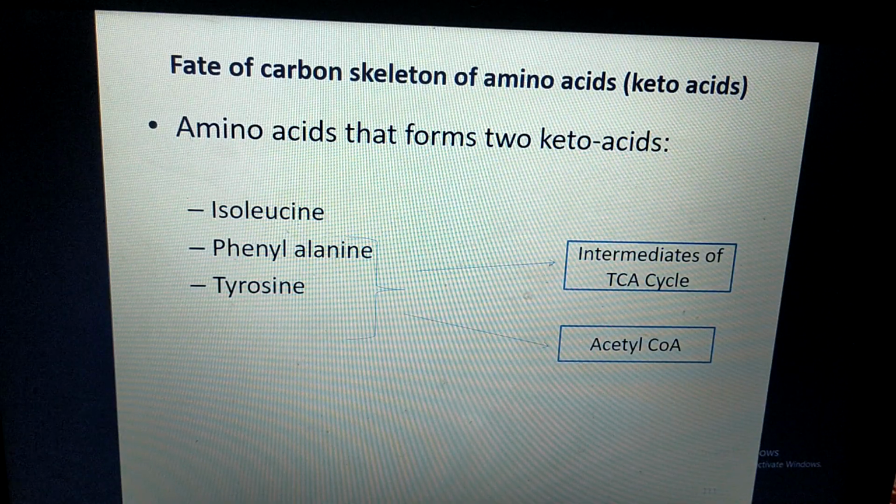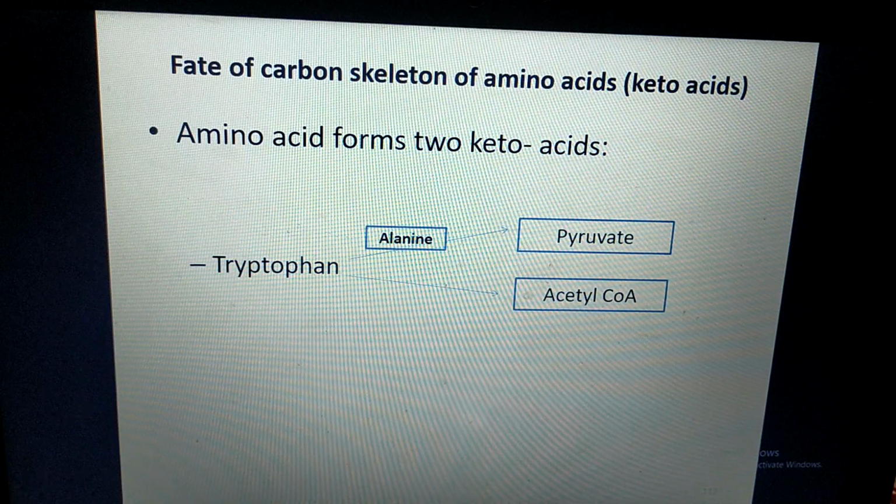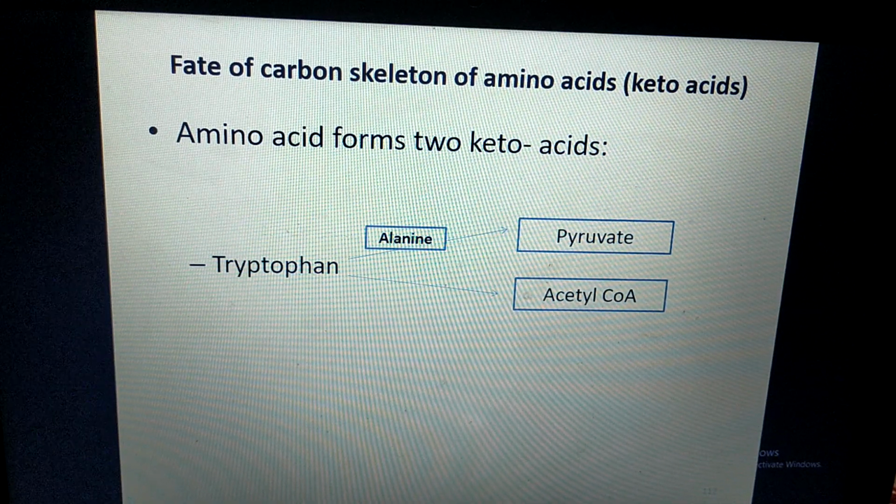They form acetyl CoA as well as intermediates of the TCA cycle. Tryptophan also forms two ketoacids. First, tryptophan forms alanine, which forms the ketoacid pyruvate, and tryptophan also forms acetyl CoA.